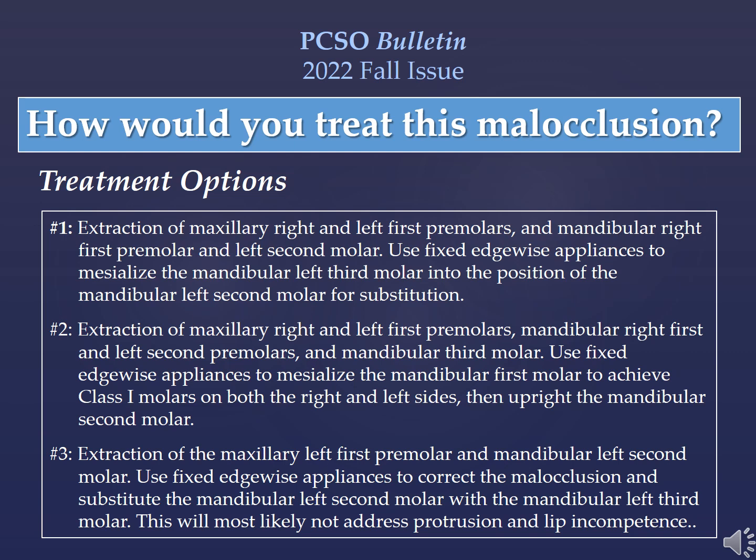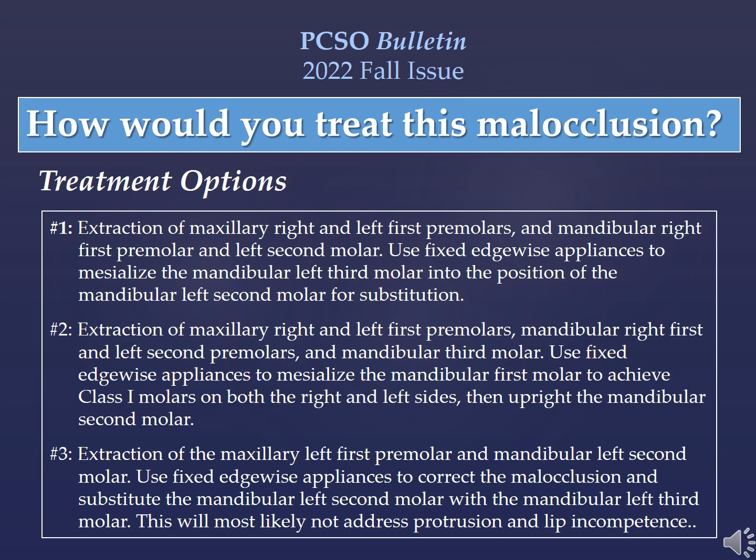Option number two was to extract both maxillary first premolars, the mandibular right first and left second premolars, and the mandibular third molar. The goal was to mesialize the mandibular first molar to achieve class 1 molars on both sides. In addition to that, the mandibular second molar will be uprighted.